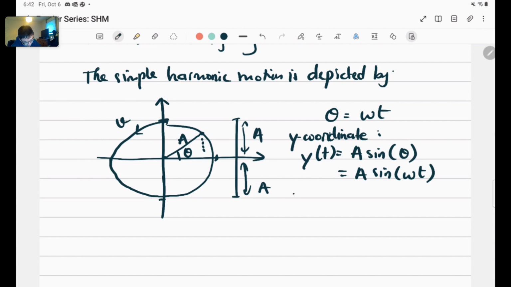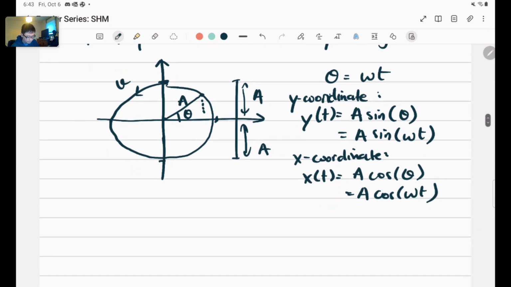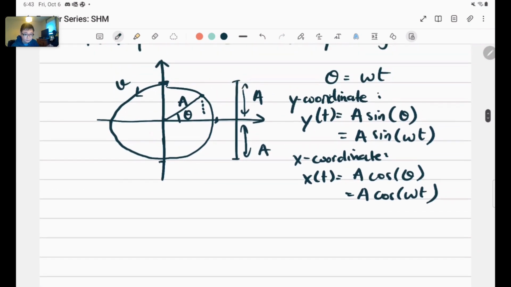Same thing with the x coordinate. So just a review. The x coordinate, that means x of t, is equal to A times cosine theta, which is equal to A times cosine omega t. Okay, that's the general idea of what's going on here.